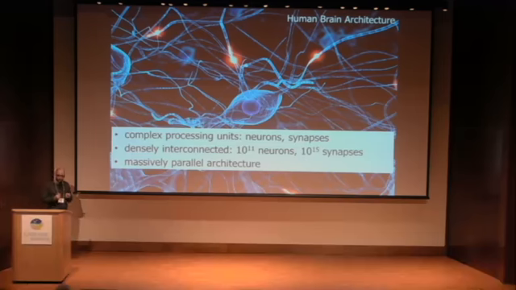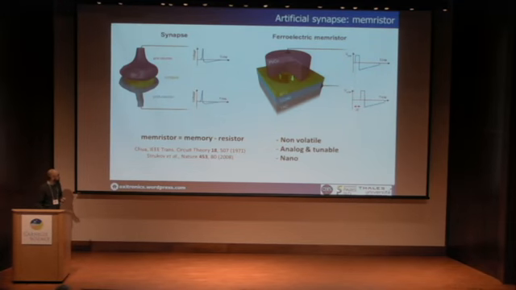So if we want to make such networks on a chip, we need to find a nano device that possesses such synaptic plasticity. A good candidate for that is the memristor. The memristor is a simple two-terminal nano device that can be finely tuned by voltage pulses. In our case, we use a ferroelectric tunnel junction as our memristor.